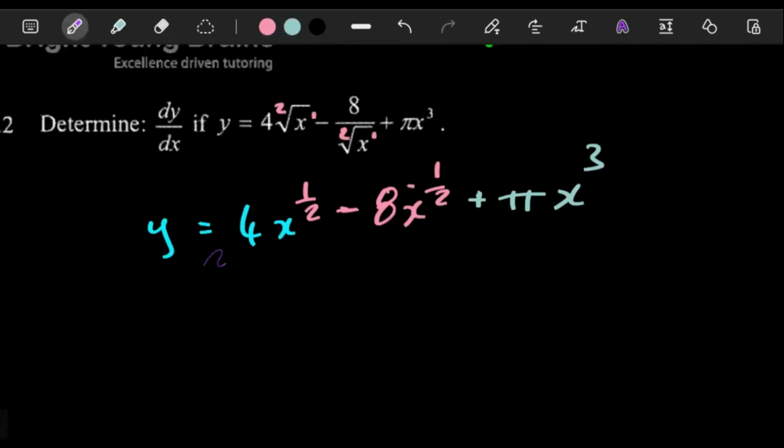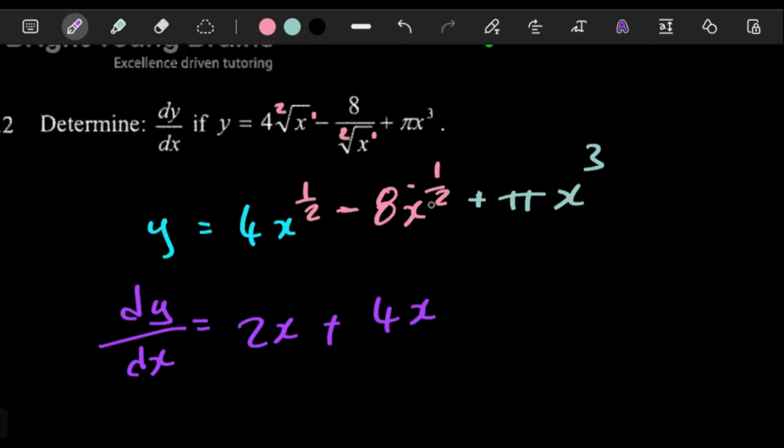So with that all being said, now we can differentiate dy over dx. A half times 4 is a 2. Negative a half times negative 8 is positive 4. Negative a half minus 1 is negative 3 over 2. And then differentiating 3 times pi is 3 pi x squared.